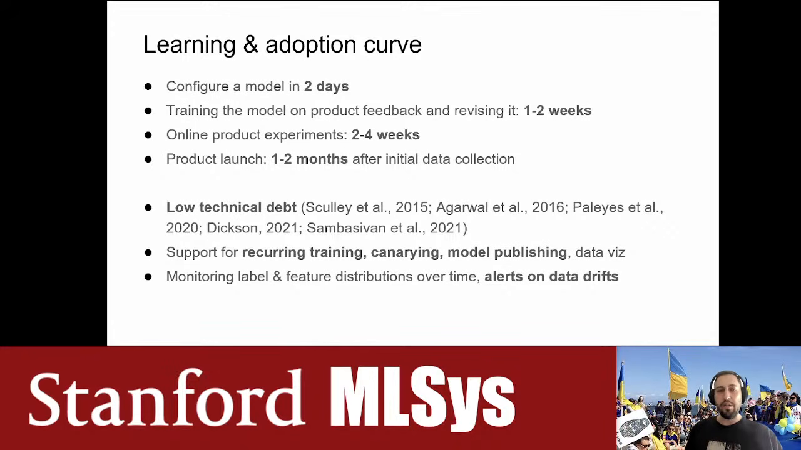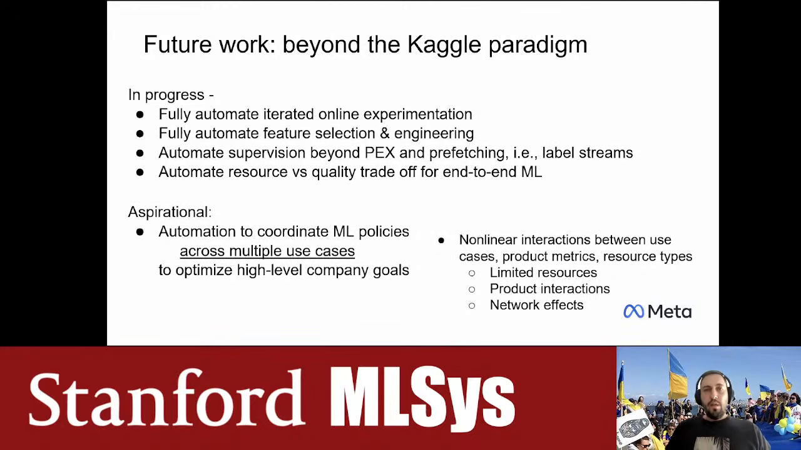I already mentioned monitoring of different aspects such as ML performance, but even monitoring label and feature distributions over time sometimes catches problems early enough that you can do something, right? You get alerts on data drifts. For future work, we are thinking beyond what we call the classical paradigm.